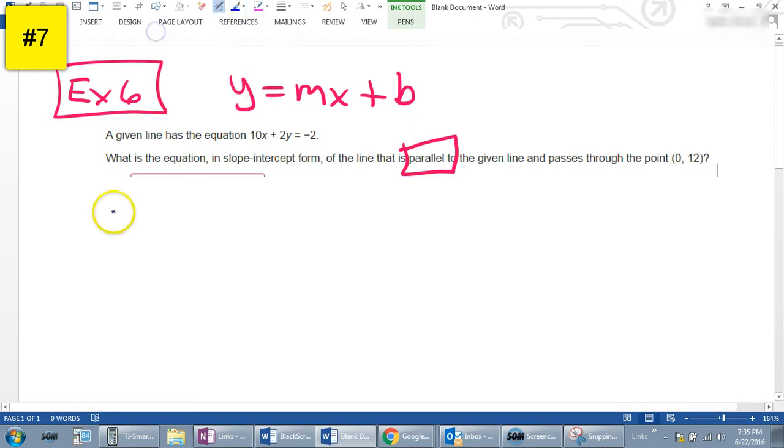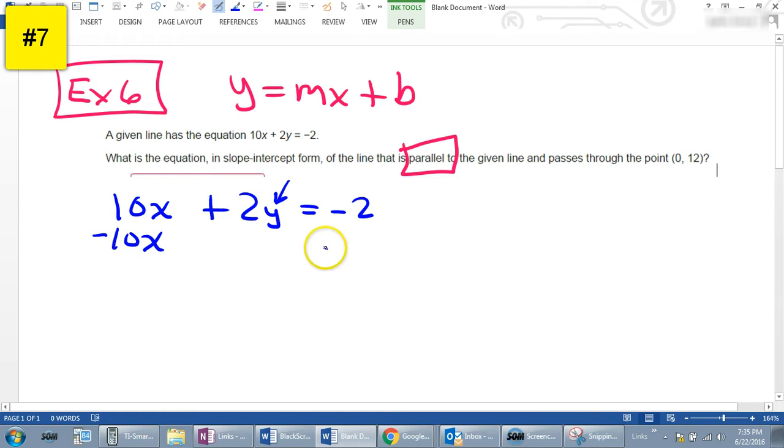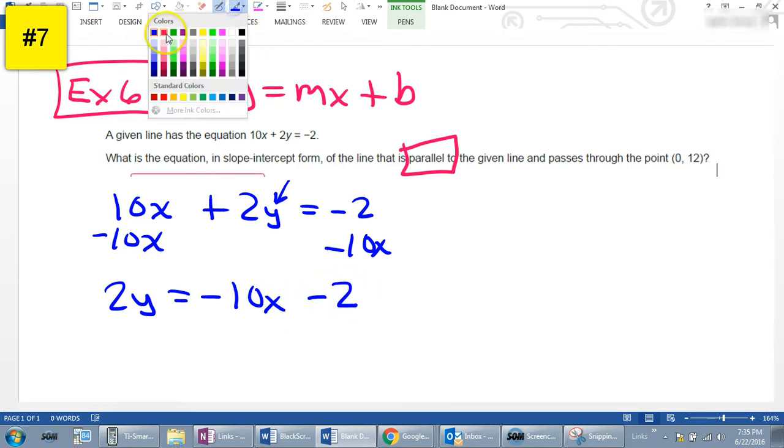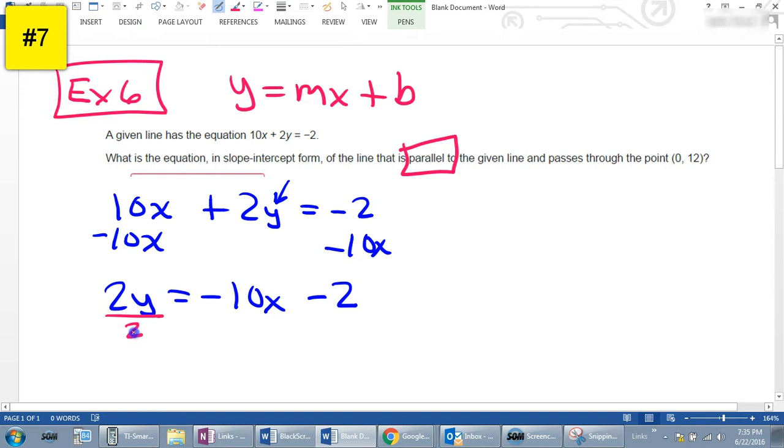So I'm just going to recopy this. So I have 10x plus 2y is equal to -2. I'm going to solve for y. So I'm subtracting 10x from both sides. So that gives me 2y is equal to -10x minus 2. Okay, now I'm going to divide everything by 2. So that's going to give me y is equal to -5x minus 1.